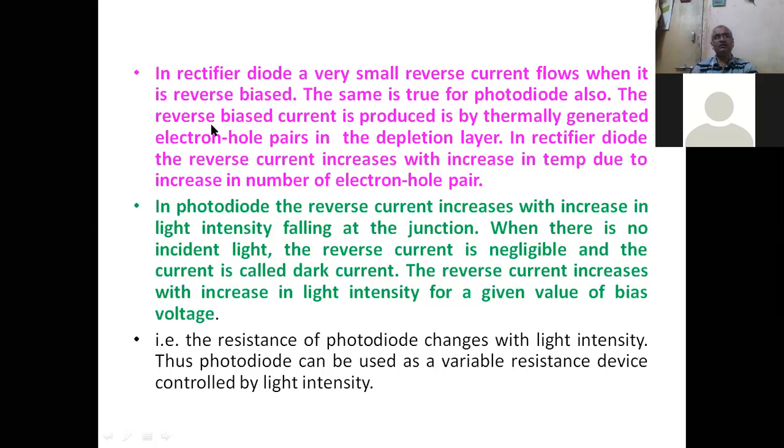Now we have seen the reverse current in the ordinary diode increases with increase in temperature.